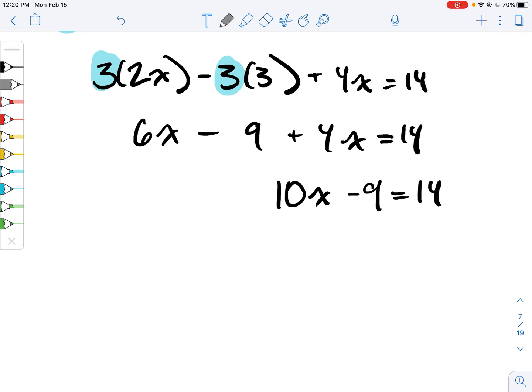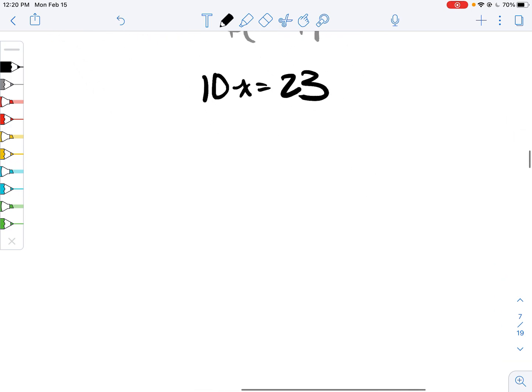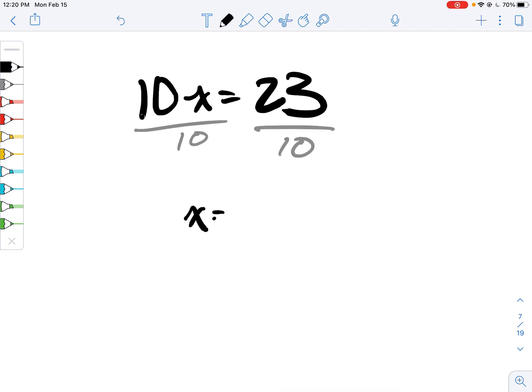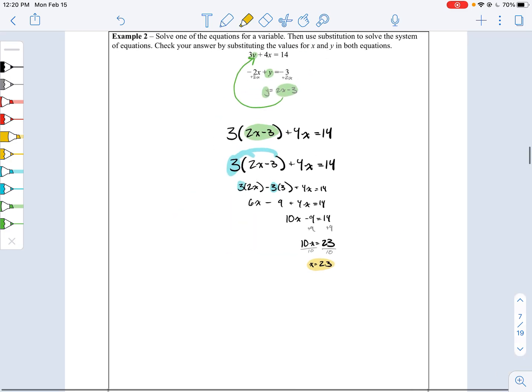Then I'll add 9 to both sides, giving me 10x equals 23. Finally, to figure out what x is, I can divide by 10 on both sides. So x equals 2.3. Cool. Again, that's only half of it. I know what x is, so in my solution I can put 2.3 for my x.